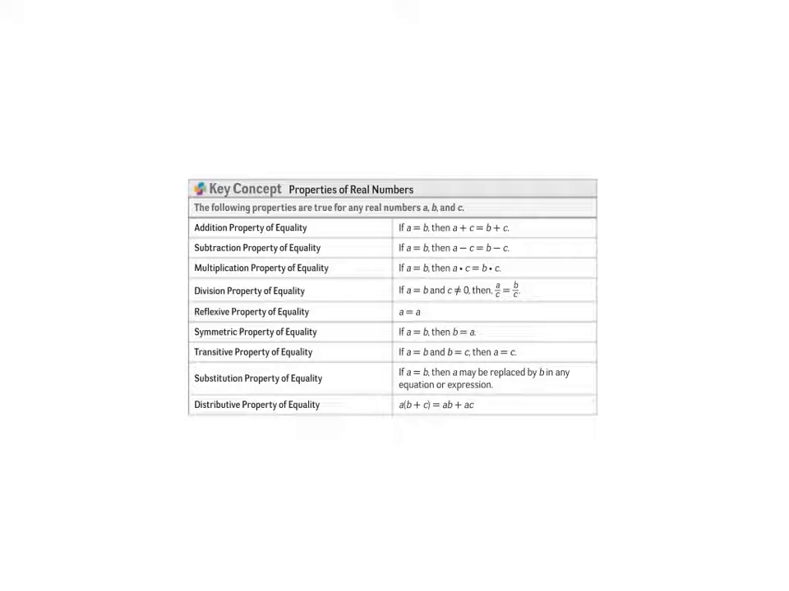Okay, so here's some of the properties of real numbers. You would have remembered this from Algebra 1. Again, start taking it through with you. And these are all the properties of addition, subtraction, multiplication, division. You've done all that before.